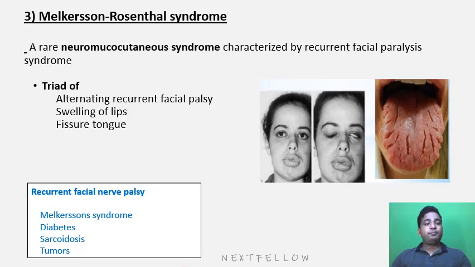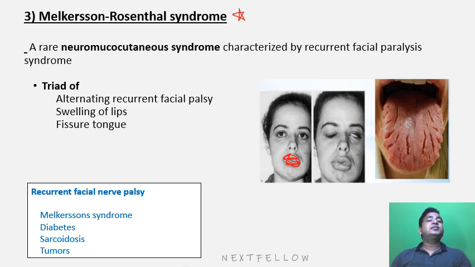Now, the other thing is Melkersson-Rosenthal syndrome. Again, important from the examination point of view, asked in the exam. It is a triad of recurrent facial nerve palsy and a patient with swelling of the lip and fissured tongue. Look at the diagram. That tongue is fissured and there is puffiness of the lips. You can see, and these lips become red.